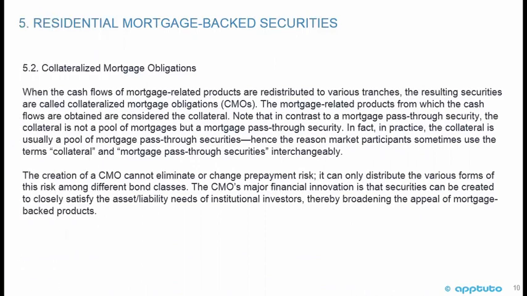Now we're going to move on to collateralized mortgage obligations. When the cash flows of mortgage-related products are redistributed to various tranches, the resulting securities are called collateralized mortgage obligations, CMOs. The mortgage-related products from which the cash flows are obtained are considered the collateral. Note that in contrast to a mortgage pass-through security, the collateral is not a pool of mortgages, but a mortgage pass-through security. In fact, in practice, the collateral is usually a pool of mortgage pass-through securities, hence the reason market participants sometimes use the term collateral and mortgage pass-through securities interchangeably.